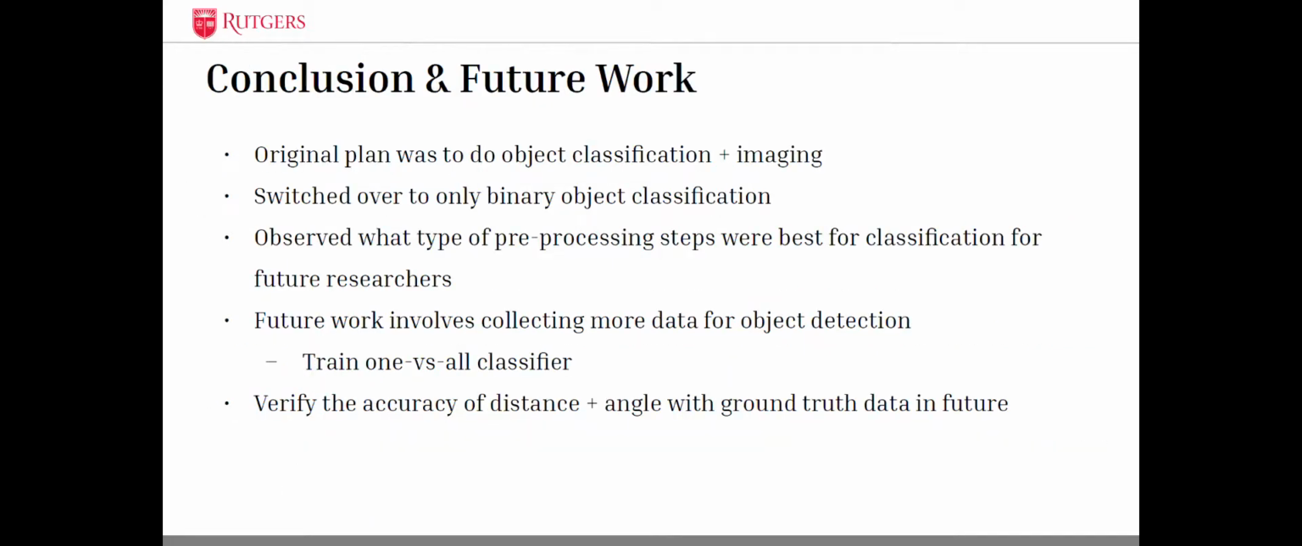So, conclusion and future work. Our original plan was to do object classification and imaging, with that classification meaning m-ary classification, but we were forced to switch over to binary object classification. We did observe what type of pre-processing steps were best for this classification for future work, and future work would involve collecting more data because we did not get a lot of data here, and we'd also be able to train a one versus all classifier. Additionally, we want to verify the accuracy of the distance and the angle with the ground truth in the future. I want to thank you all for listening to this.